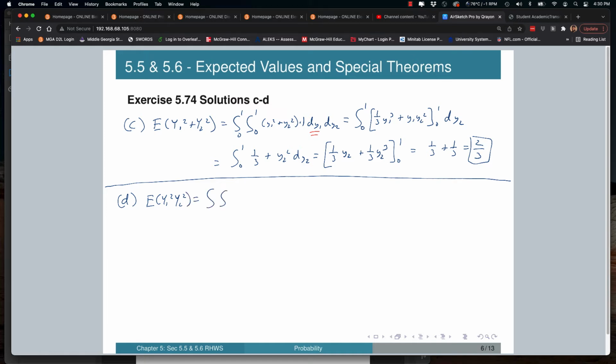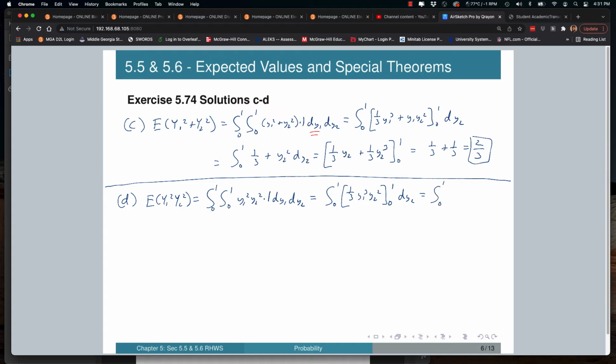So we're double integrating again from 0 to 1, 0 to 1. And we don't need to use a special theorem here. We're literally just going to throw in there y sub 1 squared, y sub 2 squared times 1, dy1 dy sub 2. Integrating the inner integral for y sub 1, we get 1/3 y sub 1 cubed, y sub 2 squared, evaluated from 0 to 1, dy sub 2. Plugging in for y sub 1, we just get 1/3 y sub 2 squared.